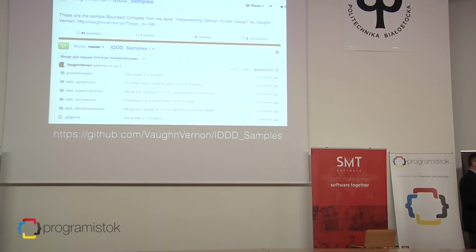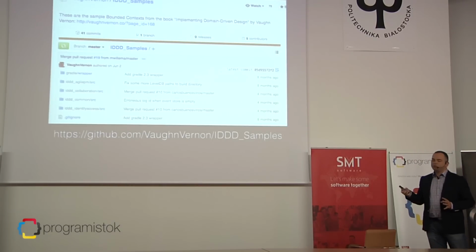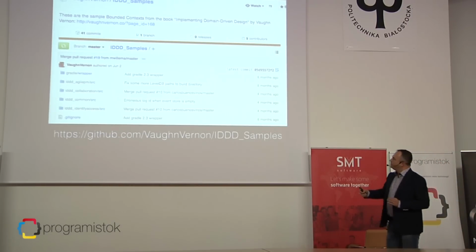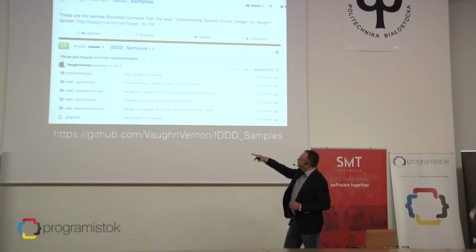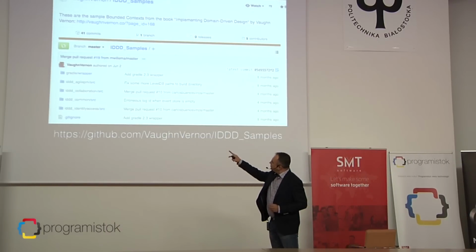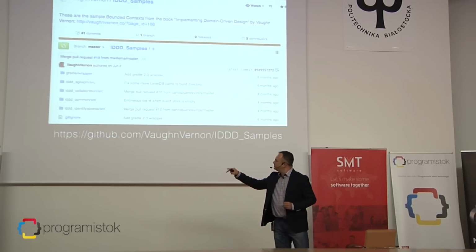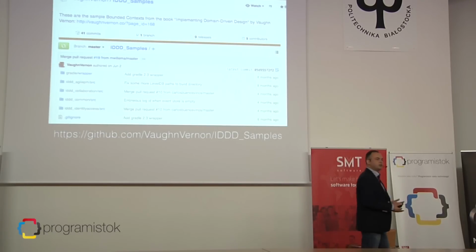I was talking about some abstract ideas. If you want to see real code examples of good DDD, there is Vaughn Vernon, a guy who wrote Implementing DDD, the best book on this topic. And he has a publicly open repository of DDD samples. So this is an application which, as you can see in the root directory, you have some agile PM, collaboration, identity and access. So those are bounded contexts, and they're clearly visible at the top of your project.